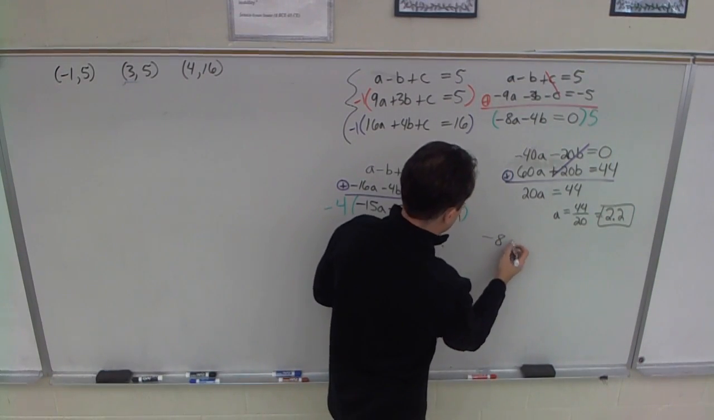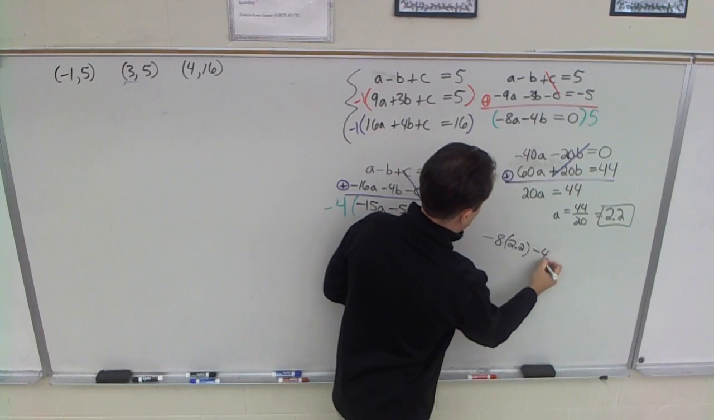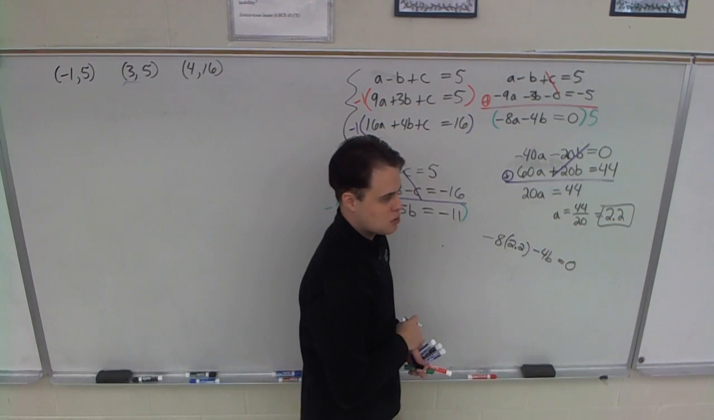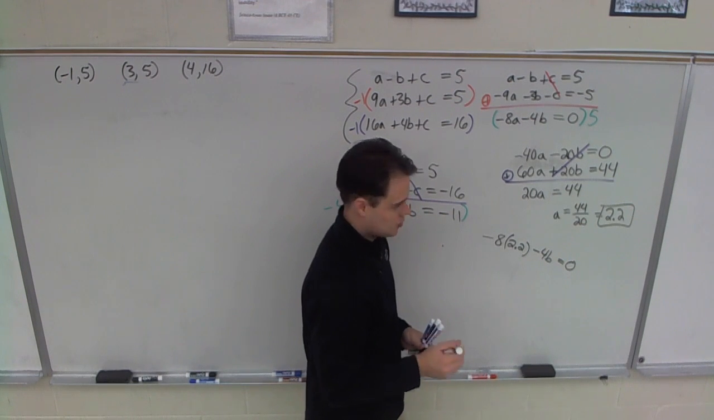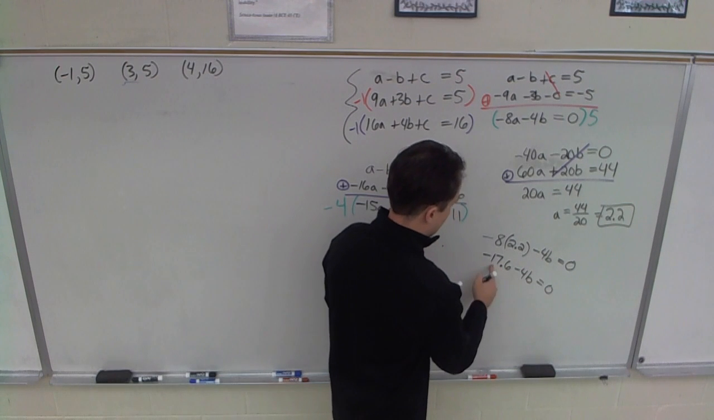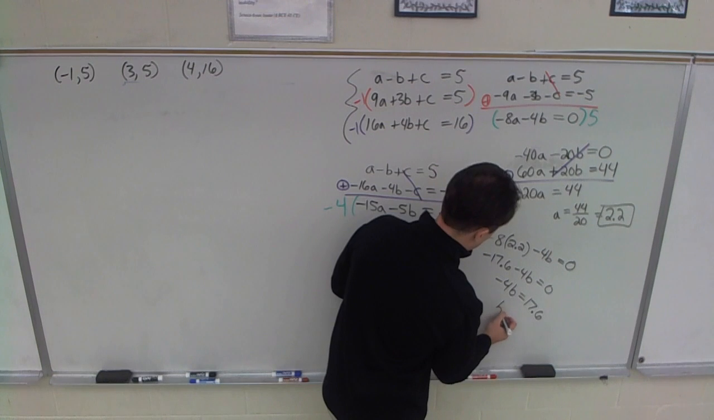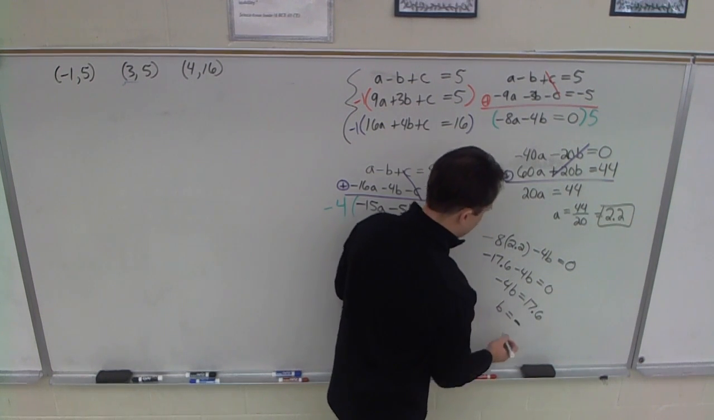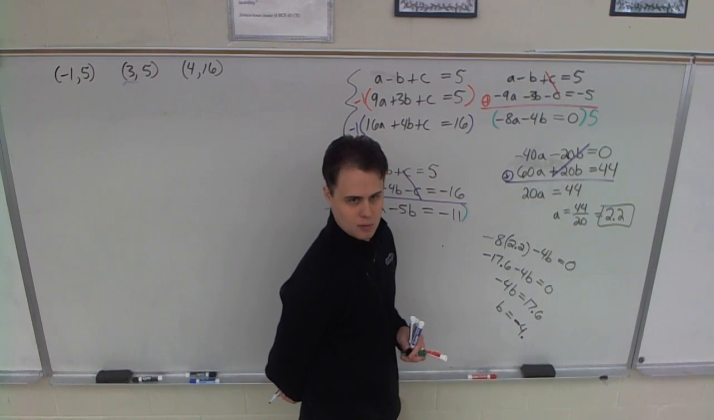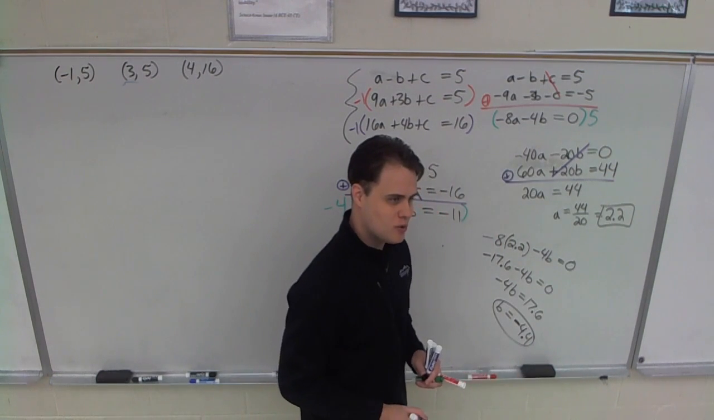Negative 8 times 2.2 minus 4b equals 0. You guys need to help me out. What's negative 8 times 2.2? What do you got on that? Negative 17.6. 17.6, thank you. So now we're going to add that to the other side. And finally, we're going to divide that guy by negative 4. What do you get? Negative 4.4 exactly? Is that what we had a second ago for matrices?